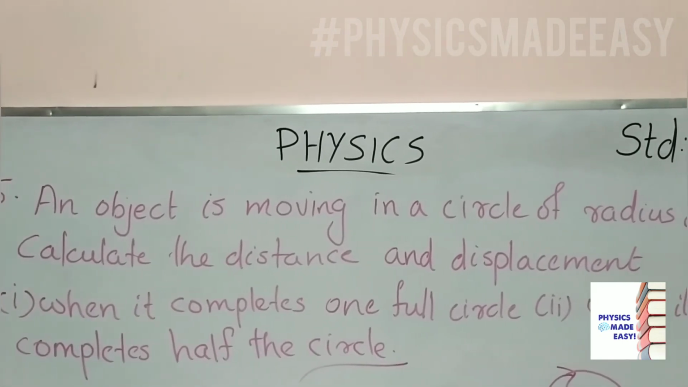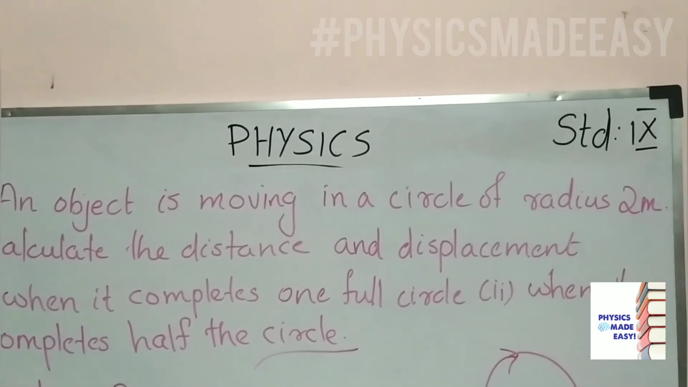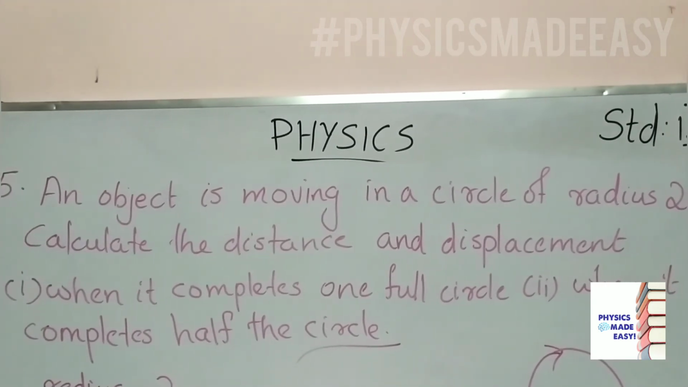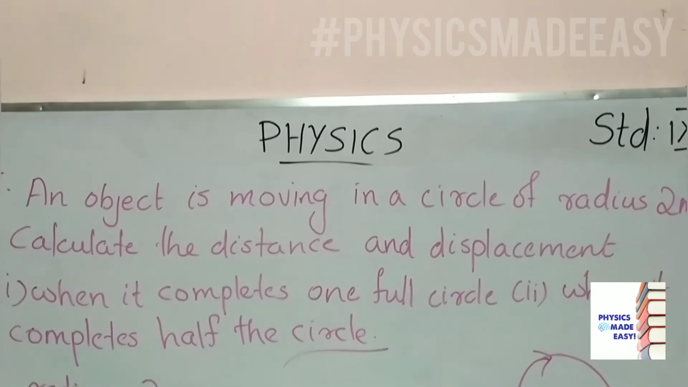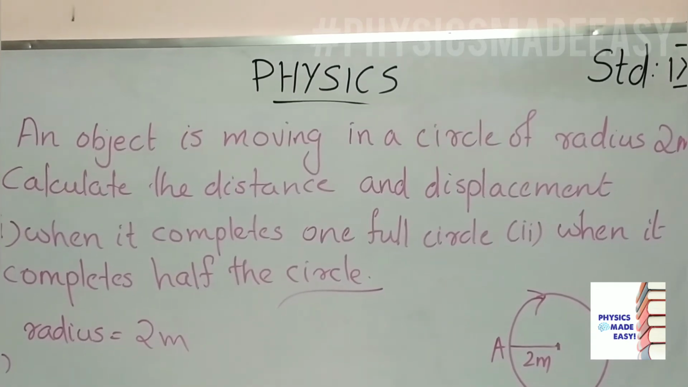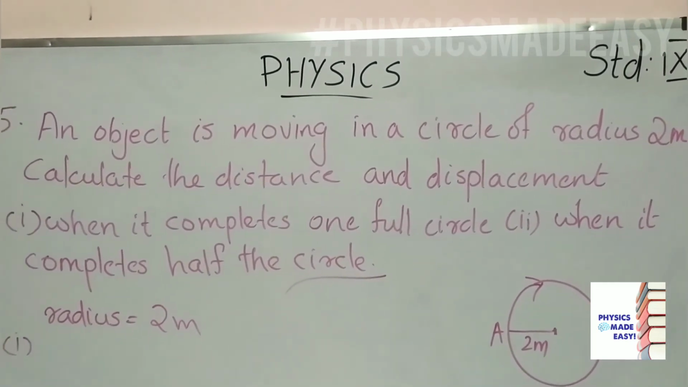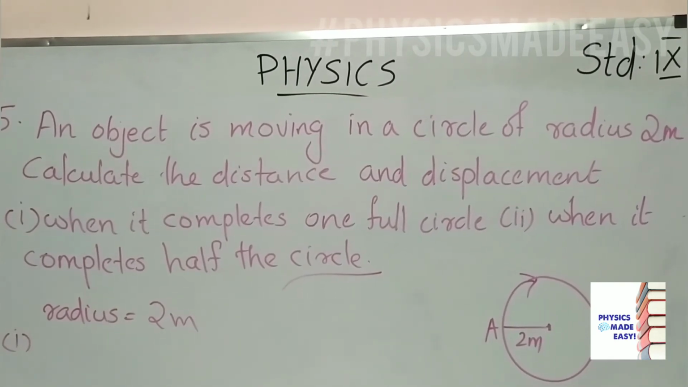Another one question, an object is moving in a circle of radius 2 meters. Calculate the distance and displacement when it completes one full circle, when it completes half the circle. So here the radius of that circular path is given as 2 meters. You have to find the distance and displacement, two cases there. If that object is completing one full circle, first we can do that.